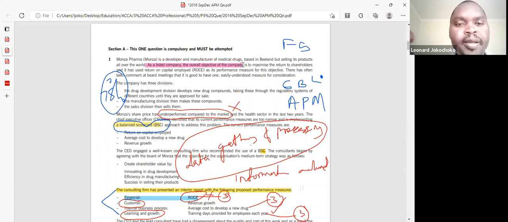Therefore, it does not address the main needs of our investors. Okay, I'll leave my answer as something like that, and I expect to get 8 marks.